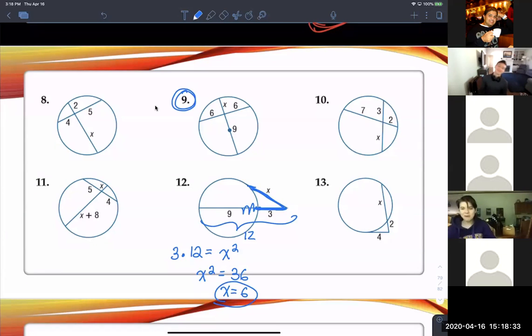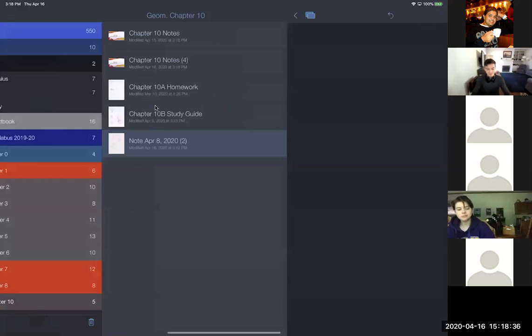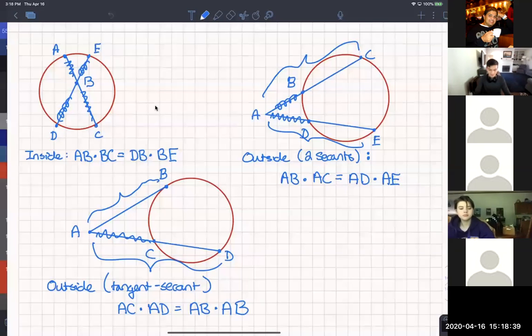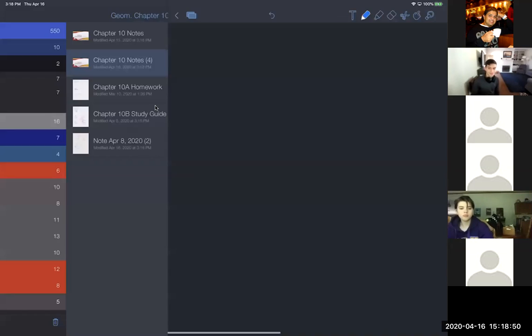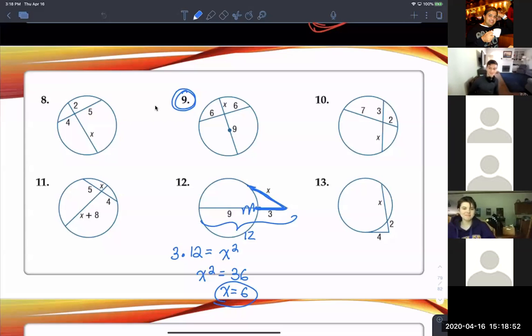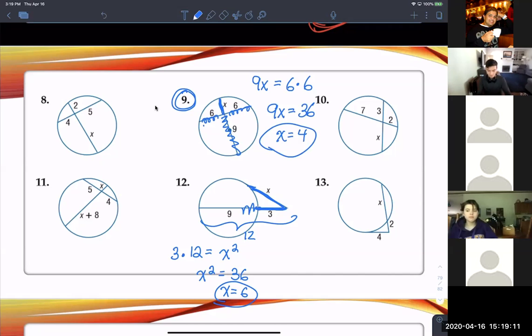So remember, this is on the inside. So we're going to use this relationship. Piece times the piece next to it equals piece times the piece next to it. So piece times piece next to it is 9x equals piece times piece next to it, which is 6. So x equals 4.